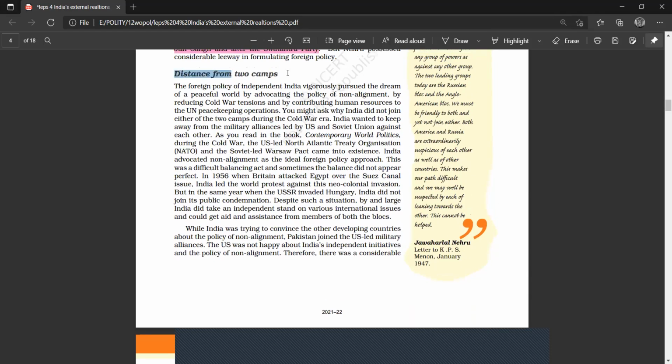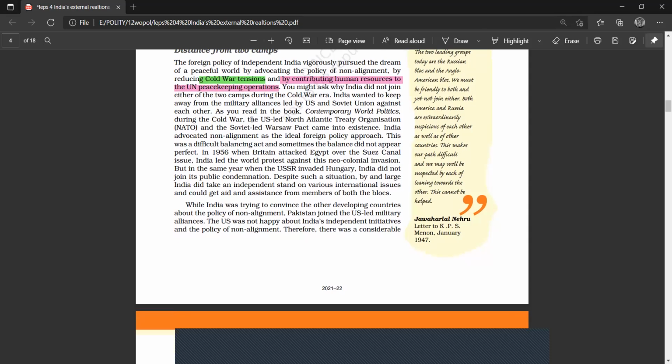All right, now we understand the distance from the two camps. The foreign policy of independent India vigorously pursued the dream of a peaceful world by advocating the policy of non-alignment, by reducing Cold War tensions, and by contributing human resources to UN peacekeeping operations. We are going to understand why the UN is such an important thing for India.